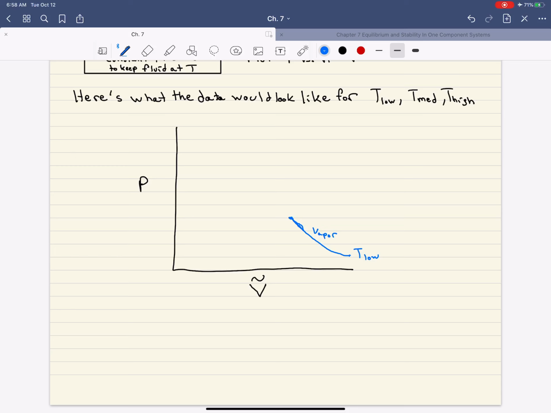And then as we try to increase the pressure, what we see happen is that the volume stops decreasing for a while, but instead we see that as we increase the pressure, the vapor starts to condense into a liquid.